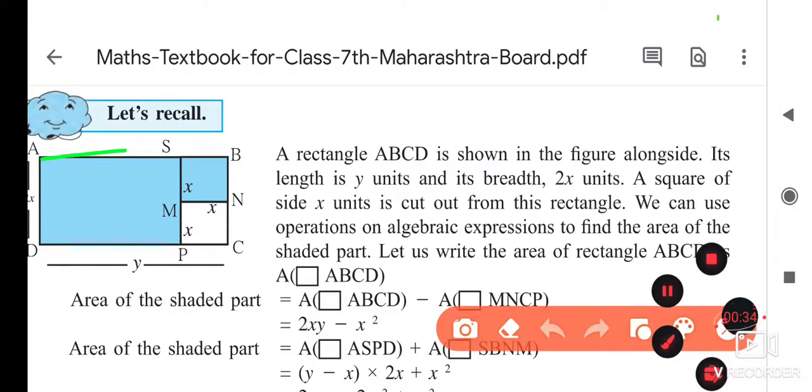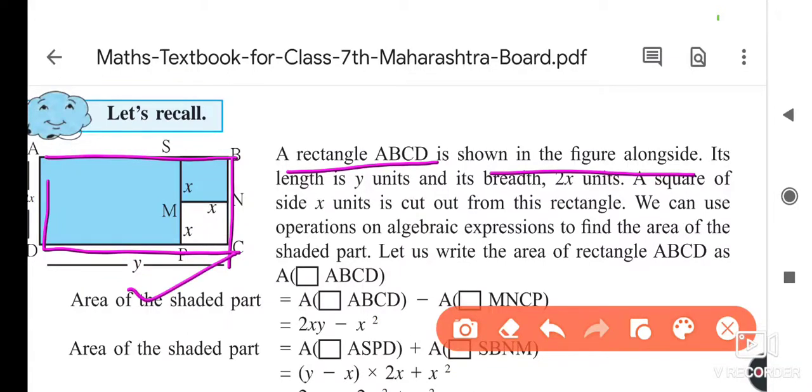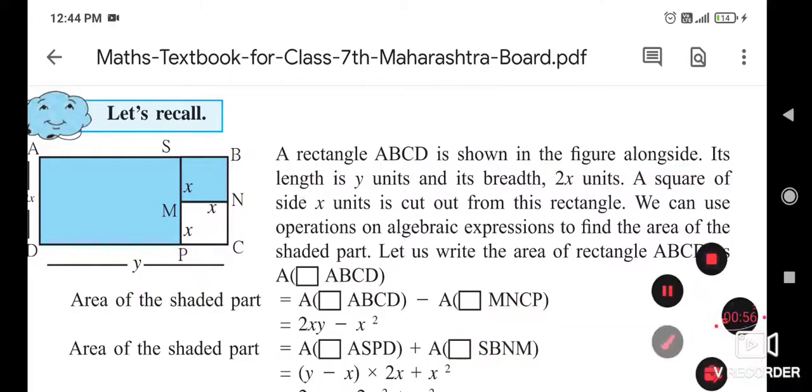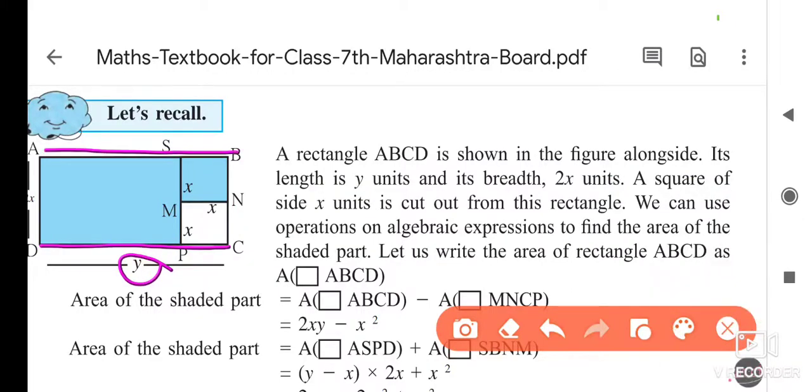So here it is rectangle ABCD. A rectangle ABCD is shown in the figure alongside. Its length is y units. If you see here, its length is given. Y unit means BC, DC and AB is equal to y units. And its breadth is 2x units. So breadth means AD is equal to BC is equal to 2x units.